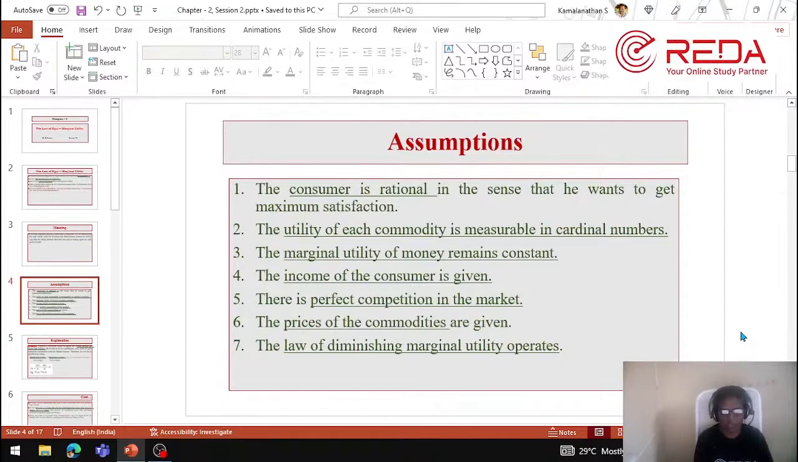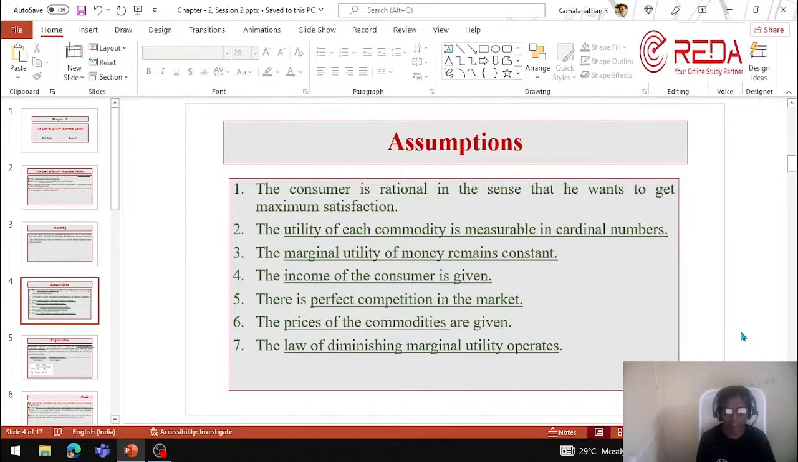Then the prices of the commodities are given. Yes, you will purchase the commodity only if the price of the commodity is displayed, whether outside the commodity or on the package. If the price is not mentioned, obviously no producer is going to sell the commodity without fixing a price. In that case, before purchasing the commodity, the consumer has to have complete knowledge about the price of the commodity, which is given by the producer.